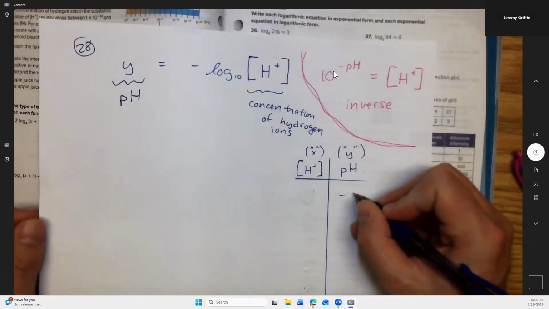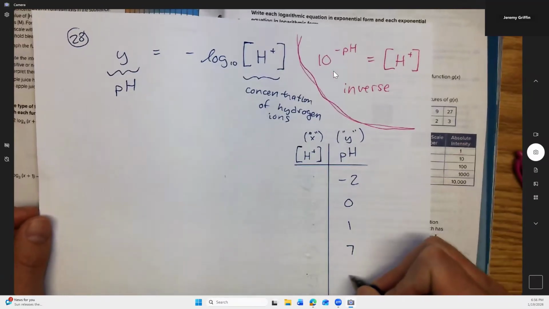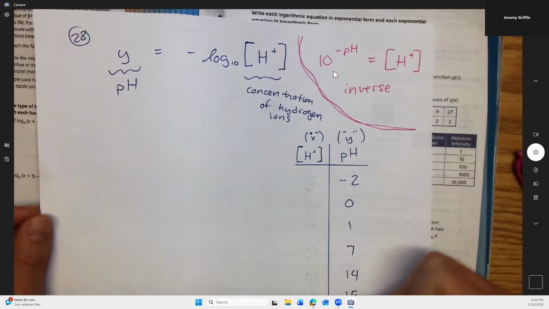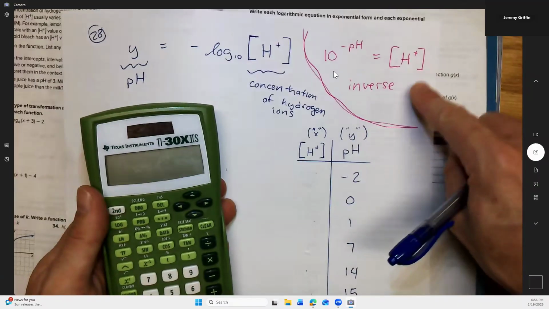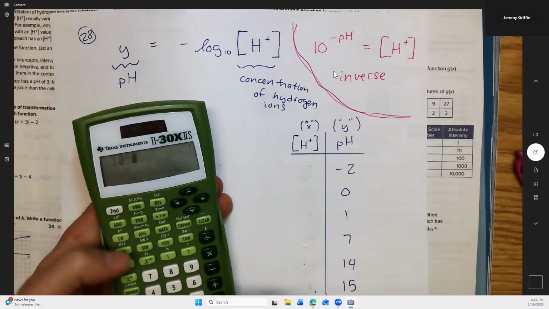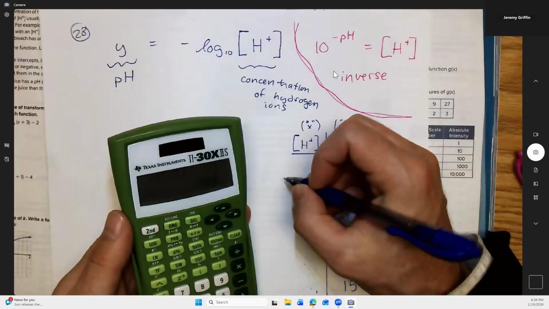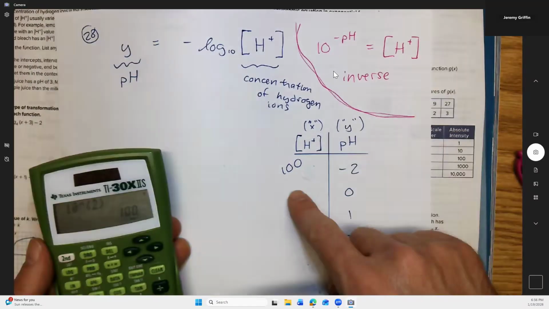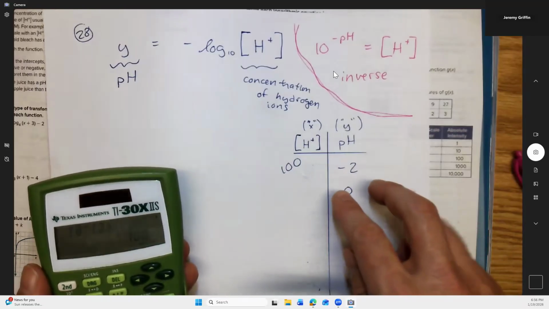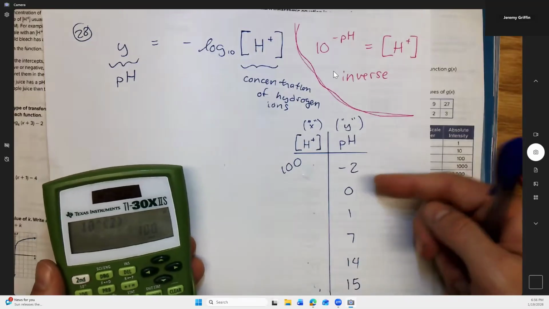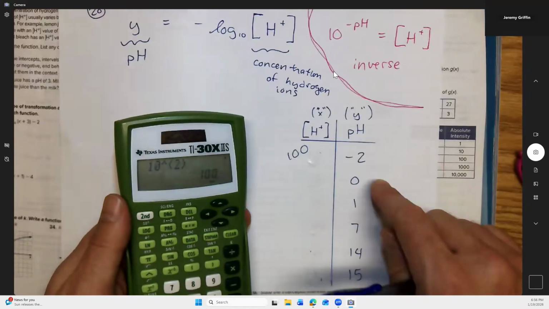So let me try it this way. Can I go to a pH of -2, or 0, or 1, or 7? Let's do 14. Let's do 15. And I'll see what the concentration of hydrogen ions should be, using my pink inverse equation. So 10 to the power of, now two negatives cancel, negative negative 2 is 2. So this would be 100, which is extreme. If you had a concentration of hydrogen ions of 100 mole, that would be extremely acidic. That's why the scale usually starts at 0, although it's not technically bounded at 0.